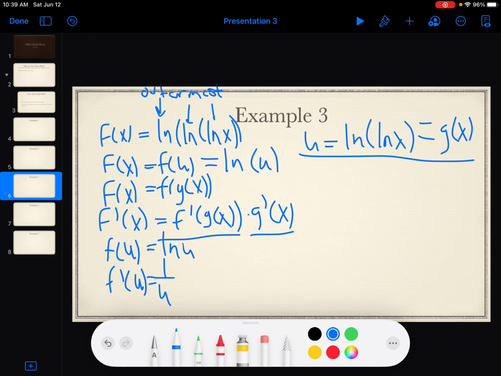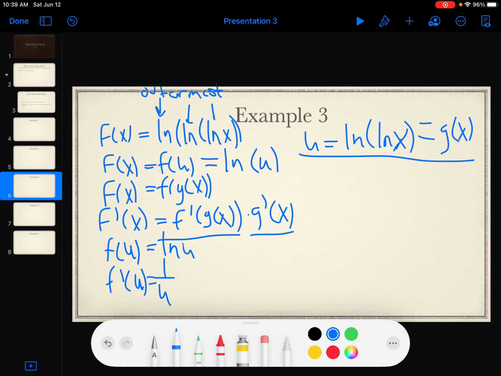Okay, so what is g of x? How do we take the derivative of g of x? Well, g of x is right here. It's ln of ln x. And what do we see here? Well, we see another composition of functions. We have to do another substitution, another composition of functions.